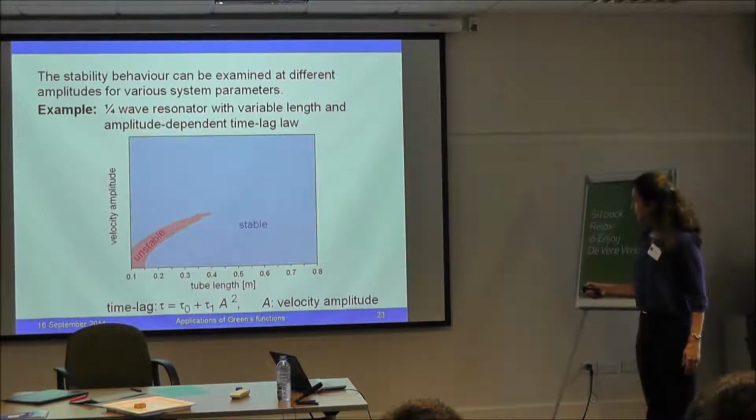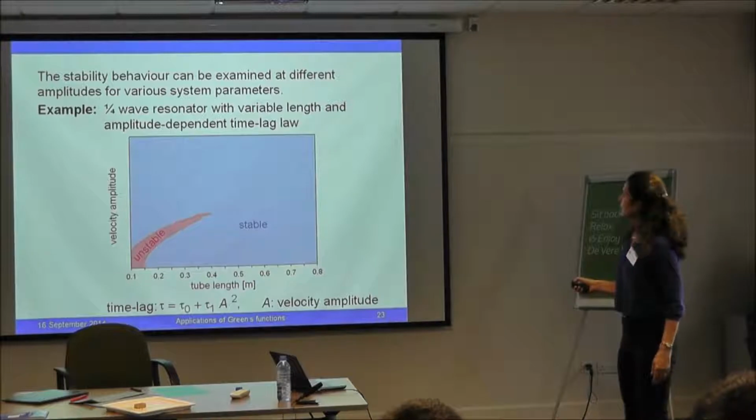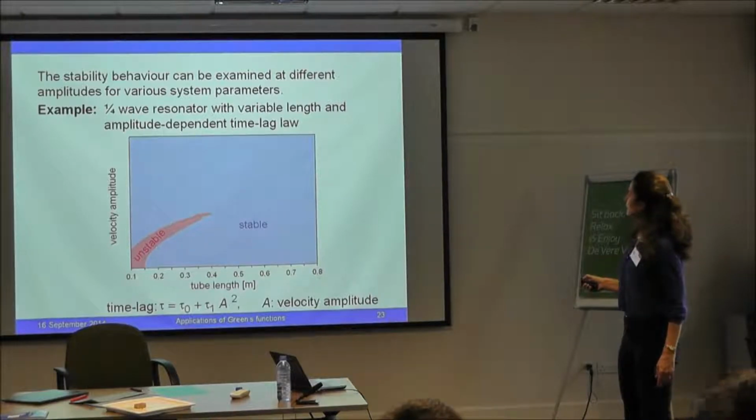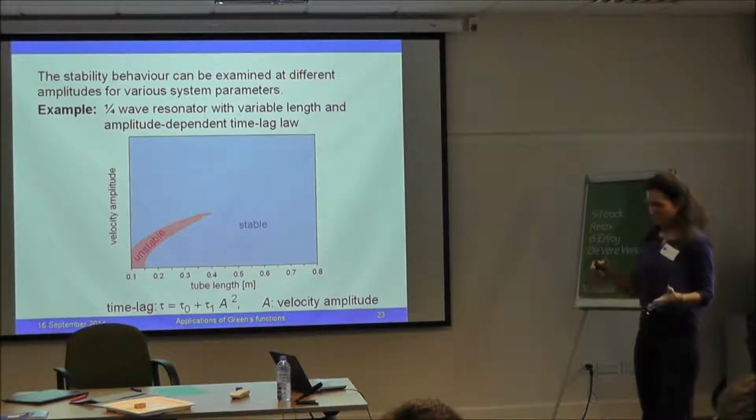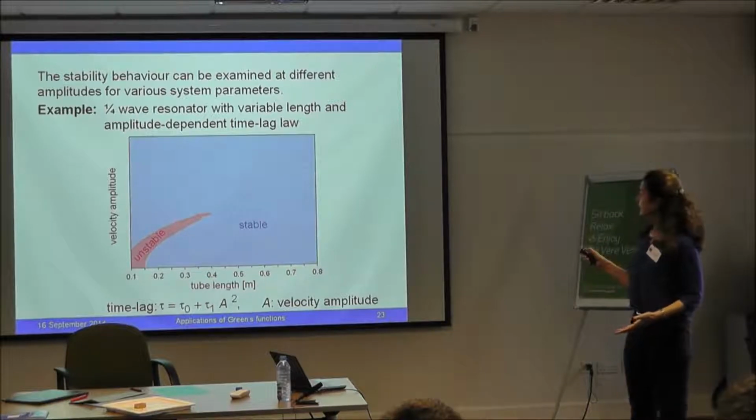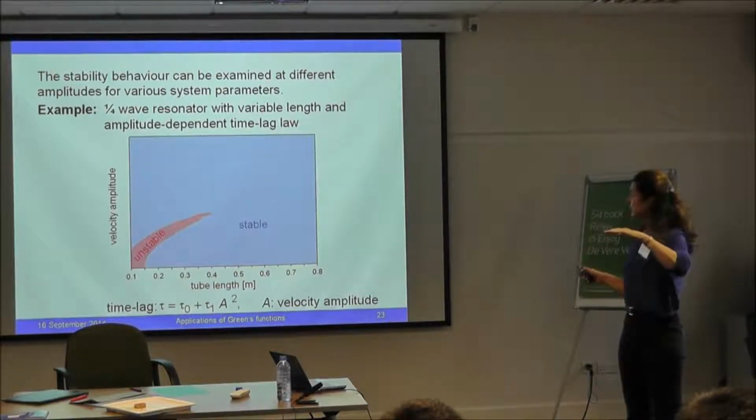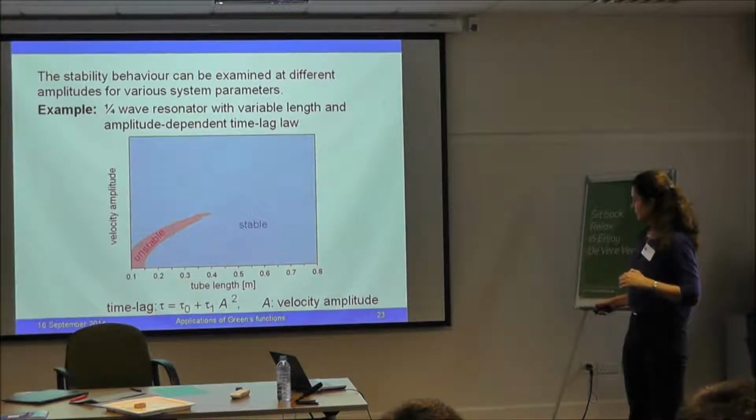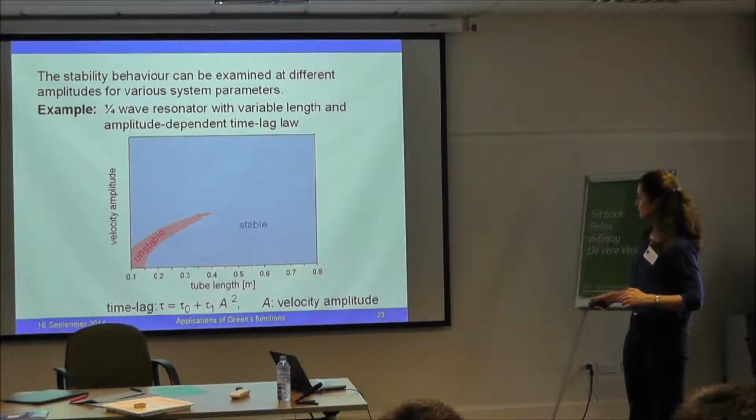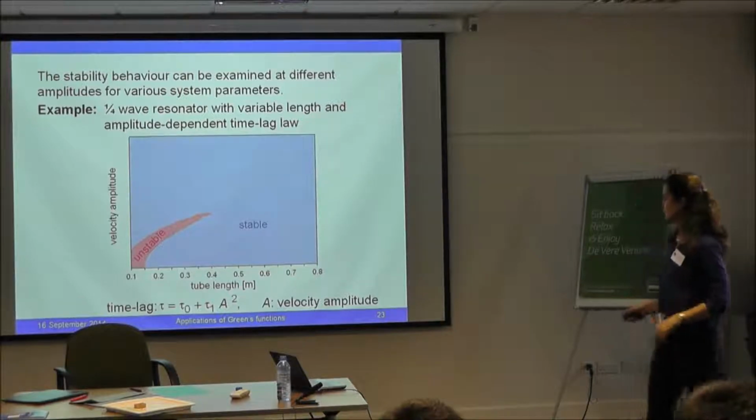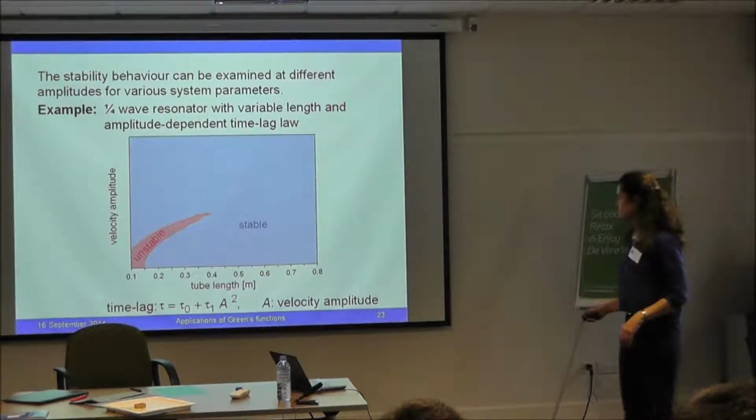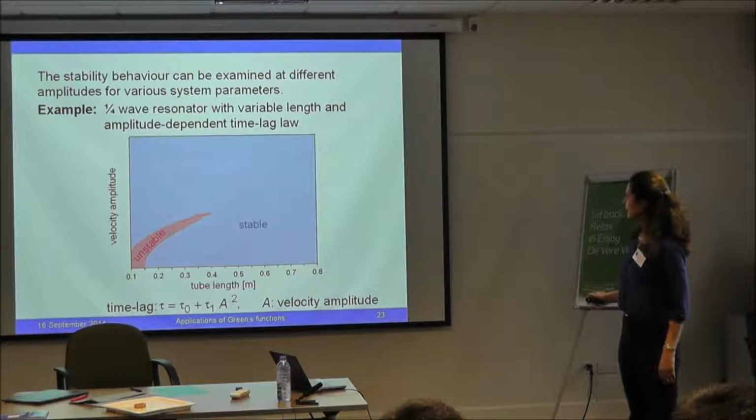And I've done this for a particular case, where the case was a quarter wave resonator with a heat source near the open end, just outside, with an amplitude-dependent time lag, which depended on the amplitude with a square law like this. So a constant plus another constant times amplitude squared. So this was how the amplitude dependence came into the time lag.